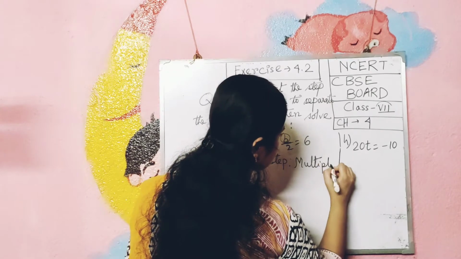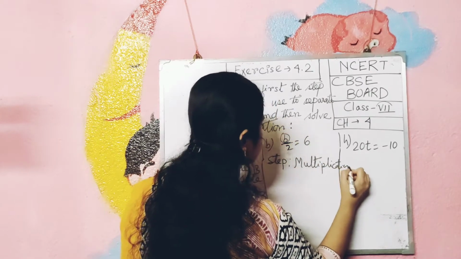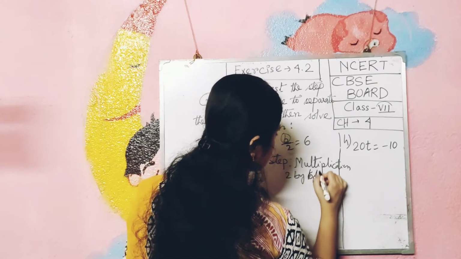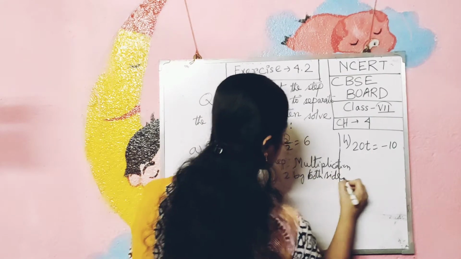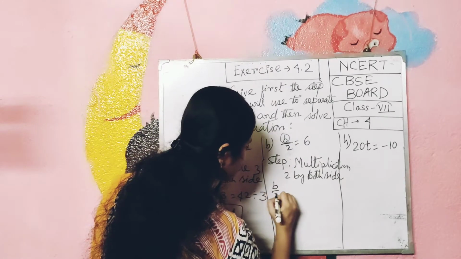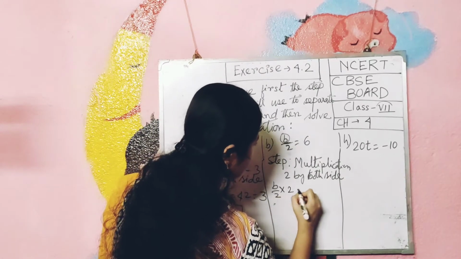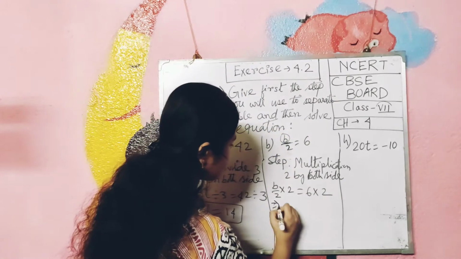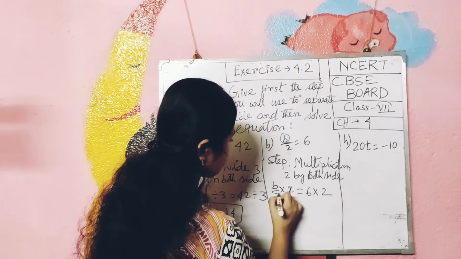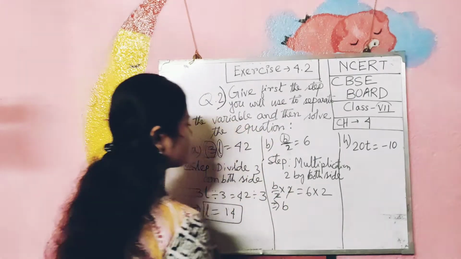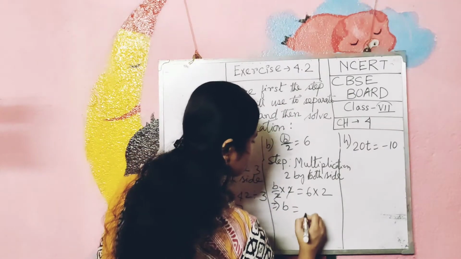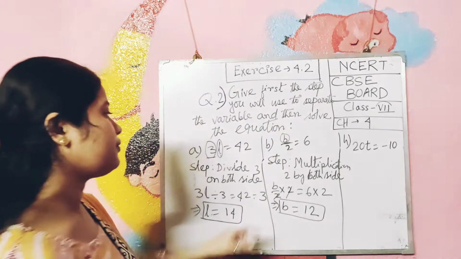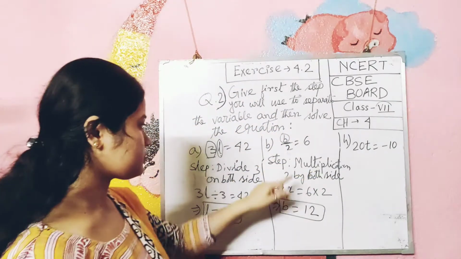Okay, multiplication by 2 on both sides. So you will write b by 2 into 2, multiplied by 2 on both sides. So b by 2 into 2, the 2 and 2 will be cancelled, and b's answer will be 6 into 2, which is 12. So b's answer will be 12.